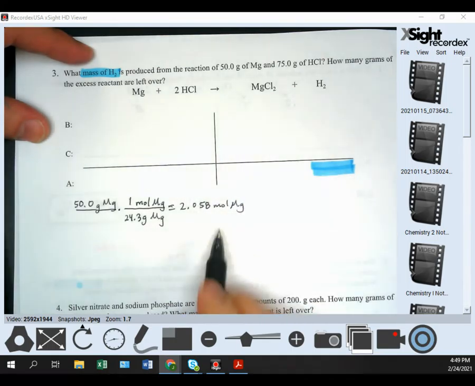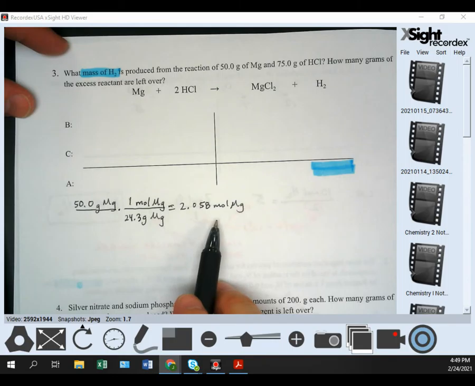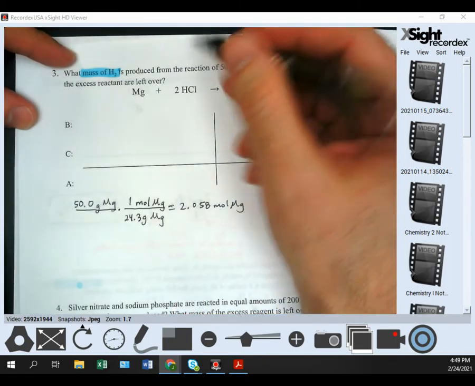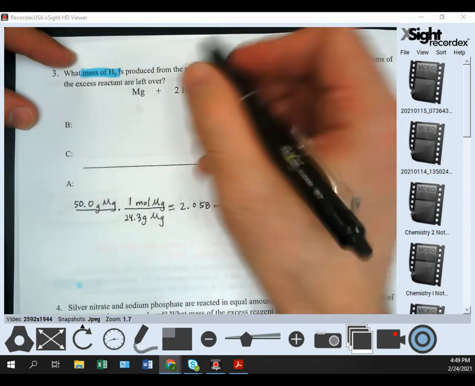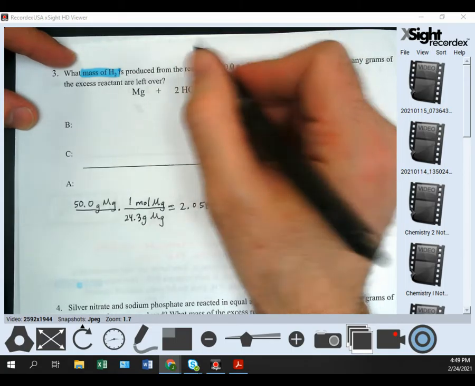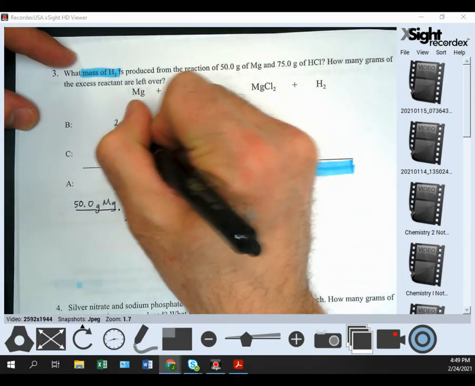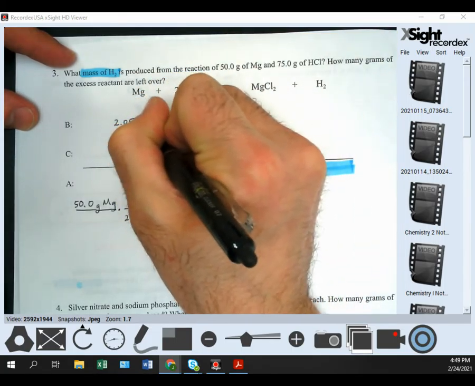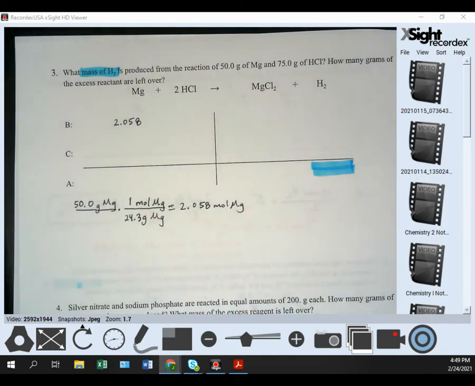So that's the moles of magnesium that we're starting with. Up here, magnesium, the moles that we're starting with, 2.058. I'm not putting the units in the chart because remember the entire chart is always in moles.